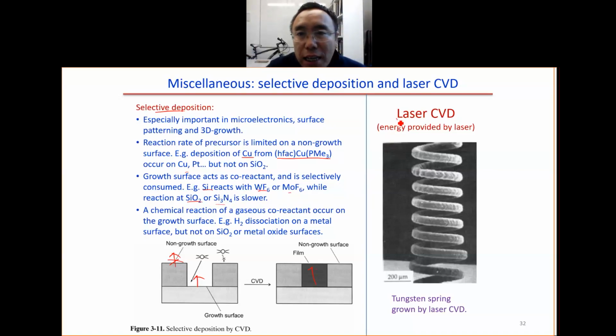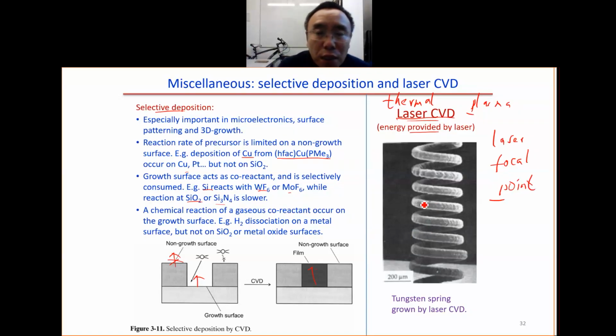This one is laser CVD. We talked about thermal CVD and also plasma CVD. For thermal CVD, the heat provides energy. For plasma CVD, the plasma provides energy. For laser CVD, the laser provides energy, so we can move it around. We move the laser beam and the focal point. We can move the laser focal point around to get something like this. Okay, thank you.